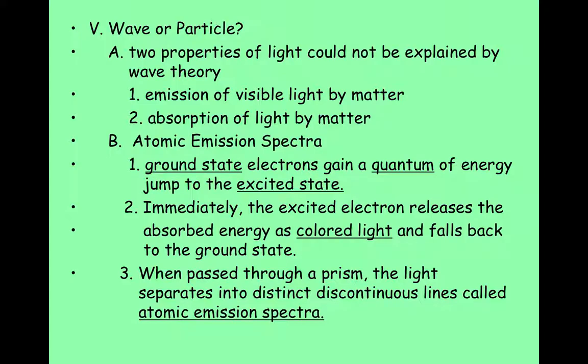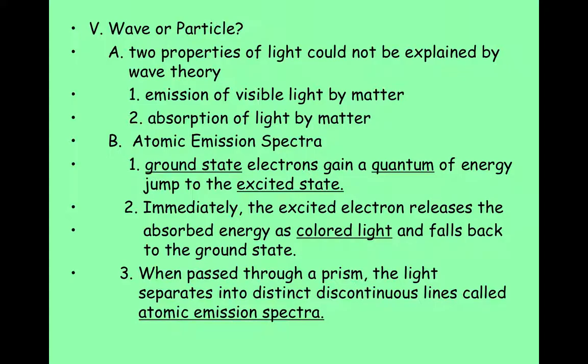Now, the atomic emission spectra argues that ground state electrons will gain a quantum of energy. And what a quantum means is like a tiny packet. It's the smallest amount. I had talked about how television isn't really continuous. It's just a bunch of pictures that are shown fast enough so it looks like it's one continuous movement, but it's really just a bunch of pictures that are still. And the quantum is like the individual picture. It's the smallest amount that's possible.